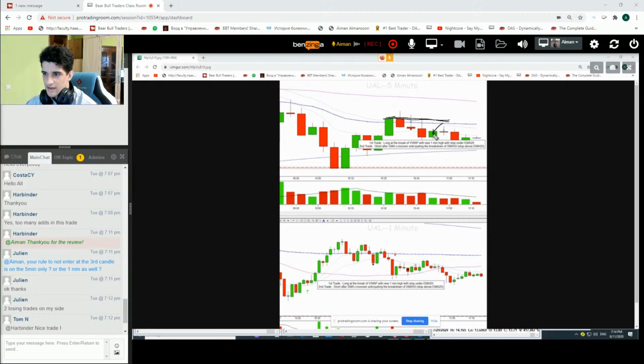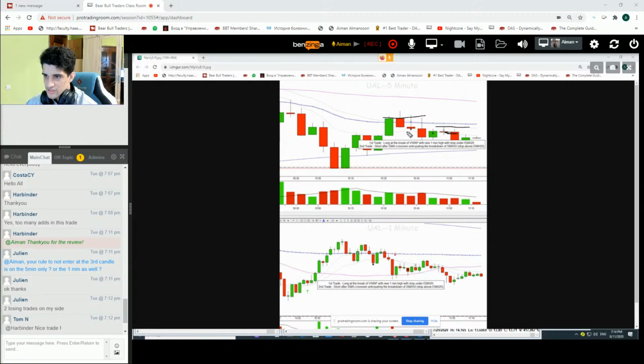Until the moment I see that it's making a new 5-minute high, making a lower high wave and forming a new 5-minute low. After that, you can add to your position and move your stop loss from here till this level right there. That's what I would have done.